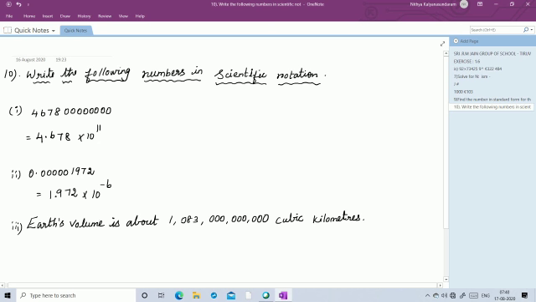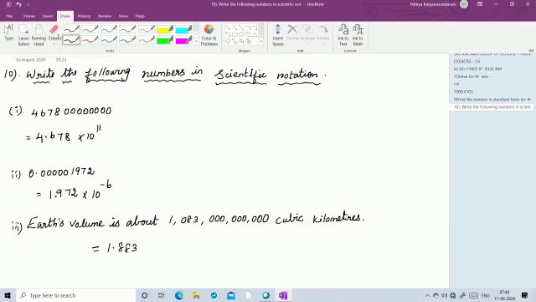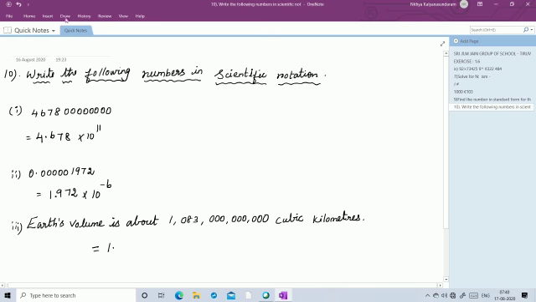Third question, Earth's volume is about 1,083,000,000,000 cubic kilometers. They have given a very big number. You want to write it in short scientific notation. So same as before, the number alone you can choose, 1.083. Then multiply, count after 1 how many places we have? 3, 6, 9, 12. So into 10 power 12 cubic kilometers.